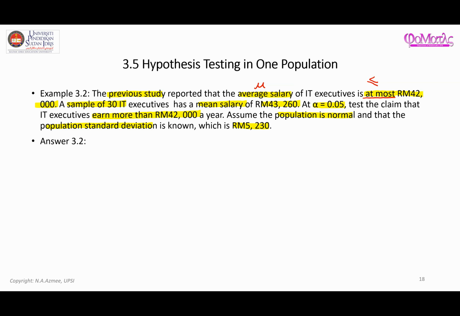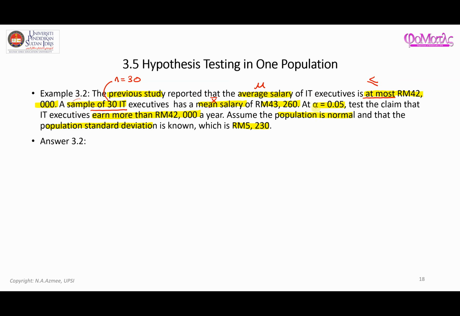Okay. Next, the sample of 30 IT executives. So this is n equals 30. The mean salary 43,260 ringgit. So here refers to x bar. Okay, so you can see the difference between mu and x bar. X bar here represents the mean for the sample.